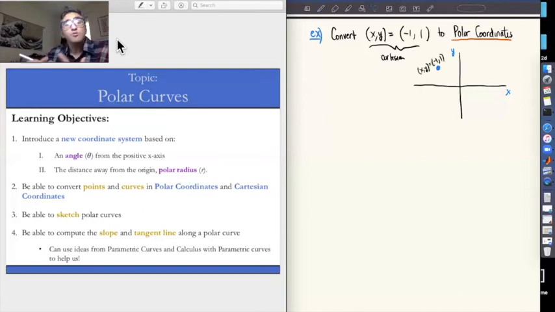So let's remember our translation equations to help us take this point in Cartesian coordinates and move over into polar coordinates.